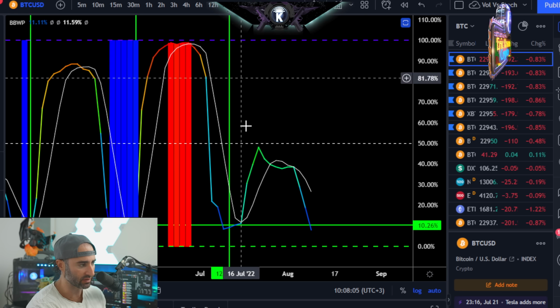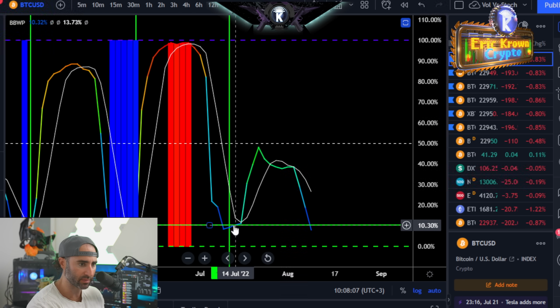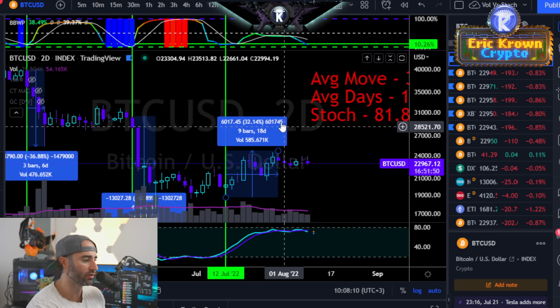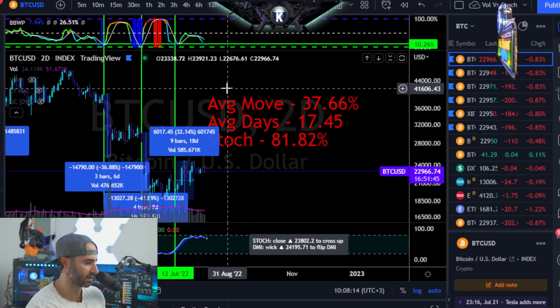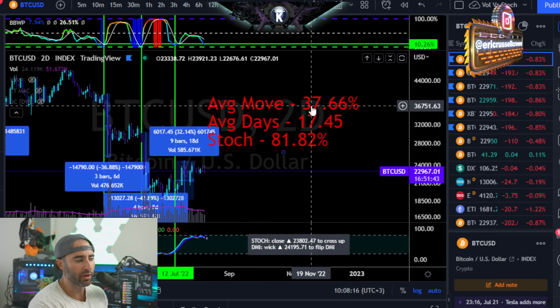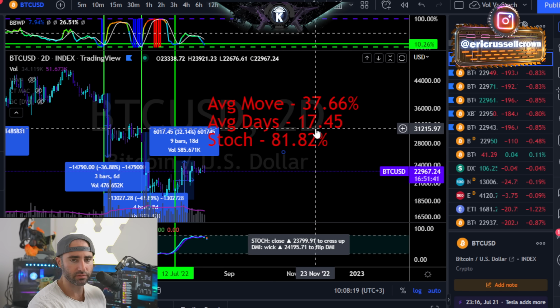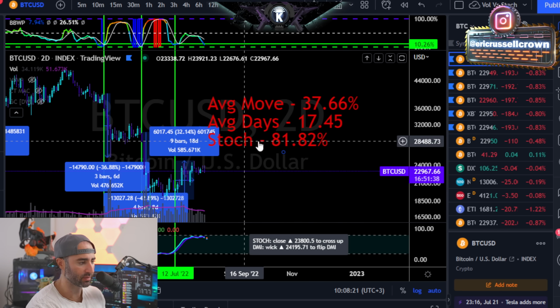And basically, what did we see? We saw extremely low BBWP, which was below the 10th percentile. The expansion phase from those extreme lows, as an average move over the last few years, I think actually this one I've done for the past 3 years, is about 37.5%, done over the course of about 17.5 days. The stochastic momentum oscillator has gone in the correct direction.